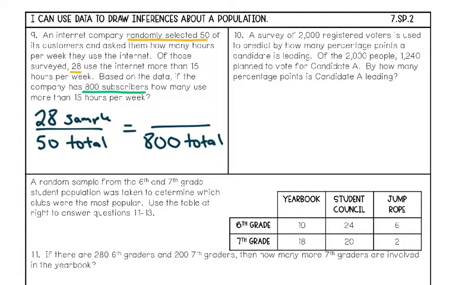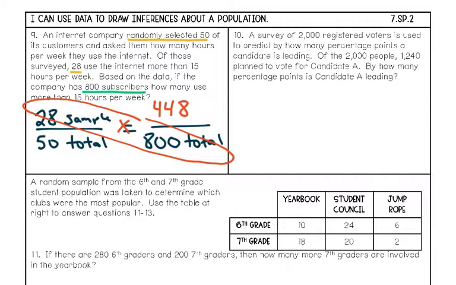When I've got it set up as a fraction like this in a proportion, I cross multiply to solve. So I circle the numbers across from each other and multiply. I got a really big number, 22,400, and I'm going to divide by the number that's left, 50. When I do that, I end up with my final answer, 448 customers, which is how many we can expect to use the internet more than 15 hours per week.